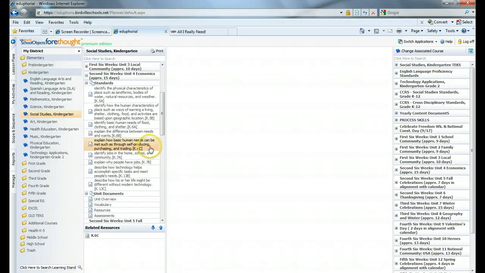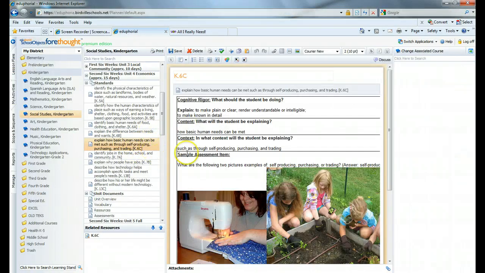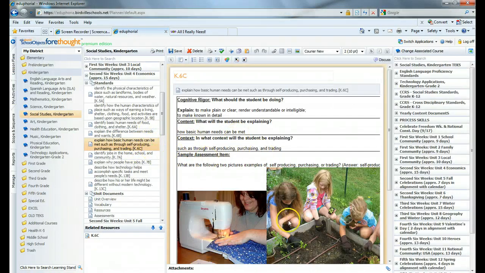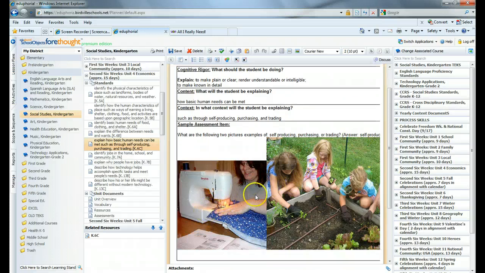Once you do that, you'll go into how basic needs can be met through self-producing, purchasing, trading, and all of this information. So you'll want to look on here and you'll be able to see all of these things. And right here I talked about they'll have to explain it, which means they can talk about, what are these 2 pictures? These are 2 pictures of self-producing. They're sewing and they're making this.